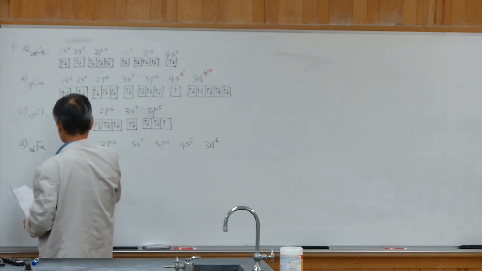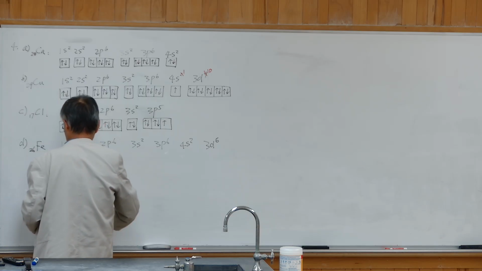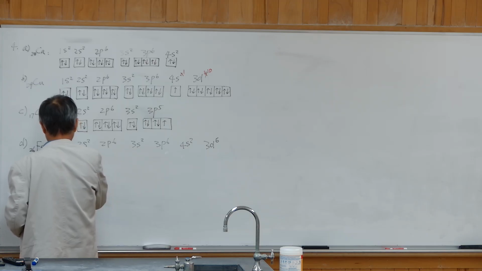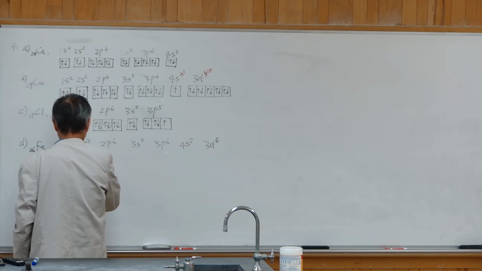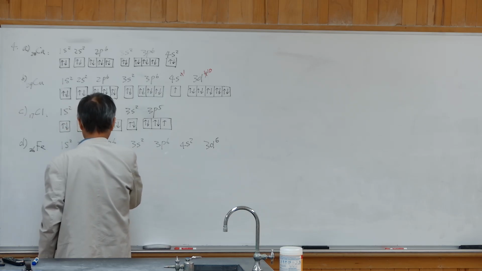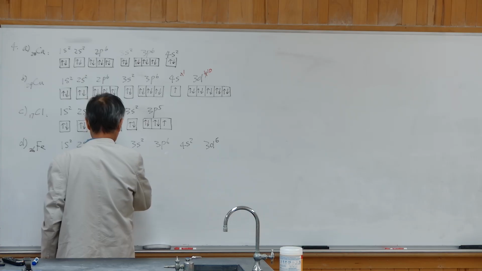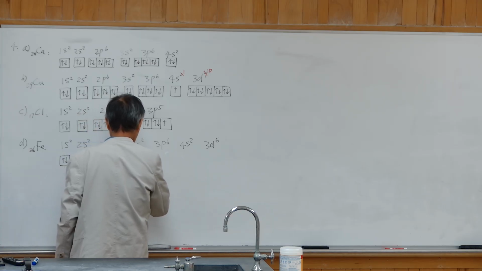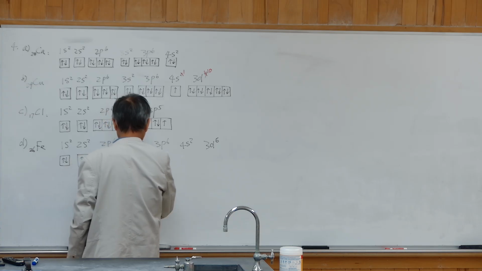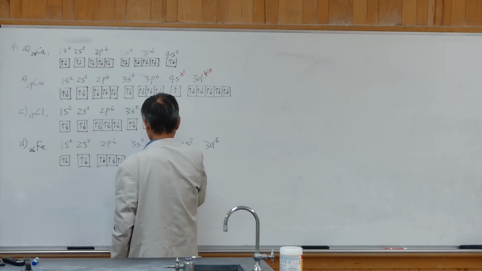Okay. Then we can write the orbital diagram. So 1s is 1 orbital, 2 electrons. 2s also 1 orbital, 2 electrons. 2p, 3 orbitals. Each orbital holds 2 electrons. 3s, 2 electrons. 3p, 3 orbitals.